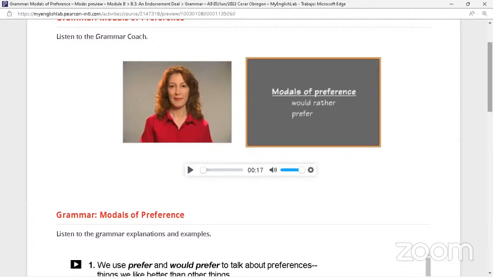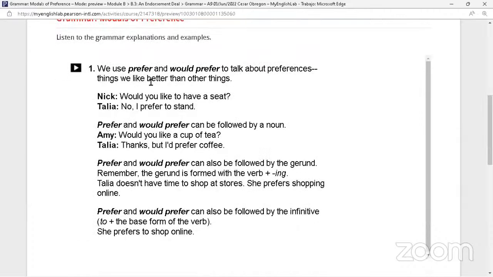Okay, so we're going to discuss in detail how to use it, and we're going to determine what is the correct interpretation for it. Number one. We use prefer and would prefer to talk about preferences, things we like better than other things. Would you like to have a seat? No, I prefer to stand.